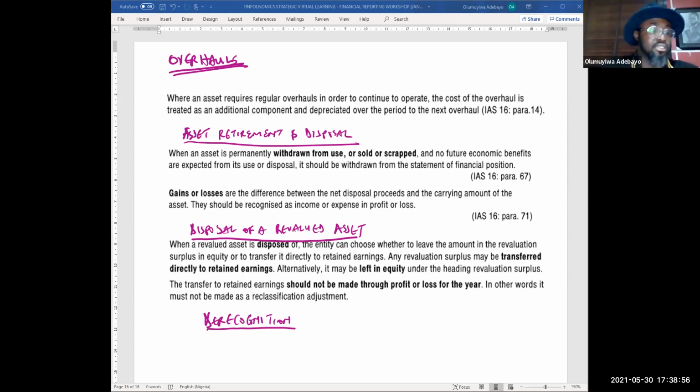Okay, what that simply tells us is that when you dispose of an asset and it has a revaluation surplus before now, such surplus can be reclassified directly to retained earnings from revaluation reserve. Alternatively, you might leave it there under the heading revaluation reserve. But I always encourage that you reclassify it so that you don't mix it up with the revaluation reserve that belongs to existing assets. Okay, and that is that.